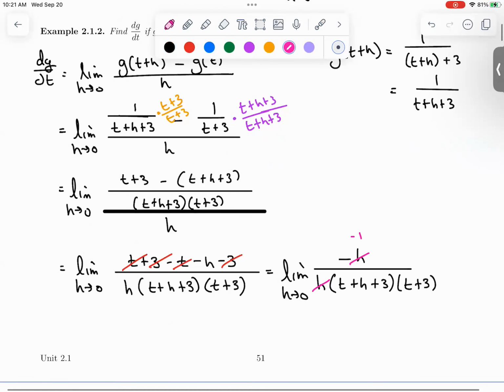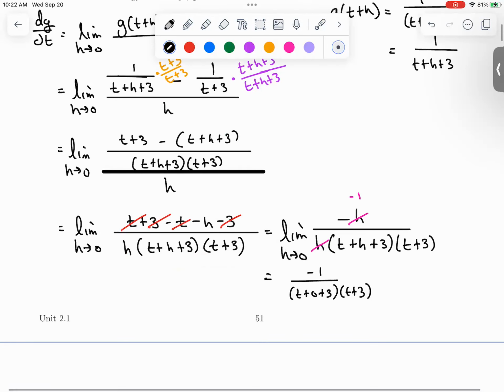And now we can plug in h equals 0. Once we've canceled that h in the denominator, that original one, you know you've done enough. And now you can drop the limit sign, plug in h equals 0, and get our answer, which is going to be -1 over t plus 0 plus 3 times t plus 3. But that's t plus 3 squared. So the derivative, dg dt, is equal to -1 over t plus 3 squared.